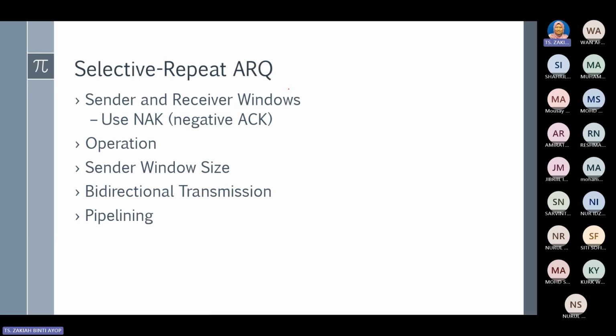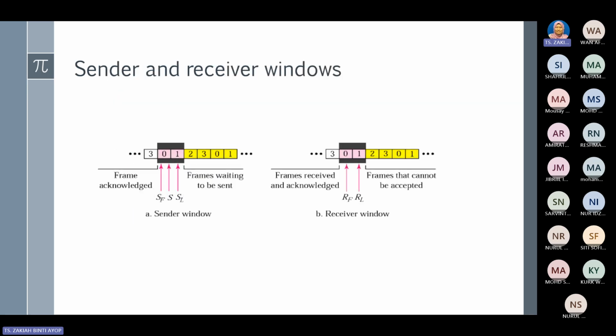Now, the next ARQ is an improvement of the go back end, where we use the sender and receiver windows, a negative acknowledgement operation, sender window size, bidirectional transmission and pipelining. The window sizes are much smaller compared to go back end, but the sender and receiver use the same size. So if the sender window size is 2, then the receiver also uses 2.